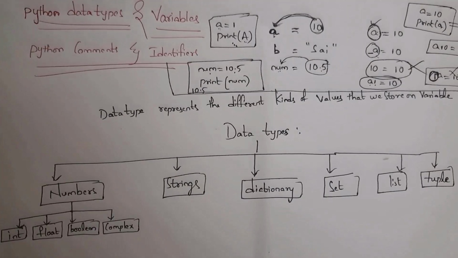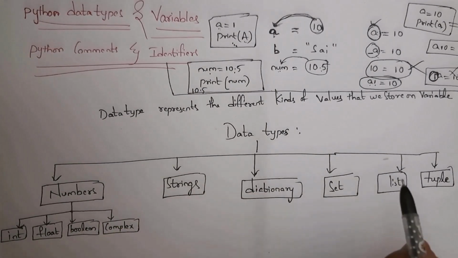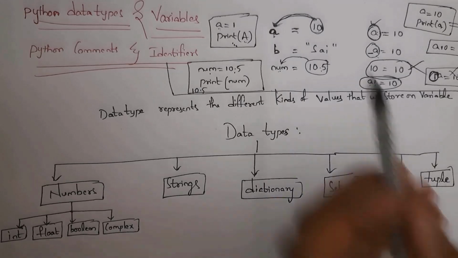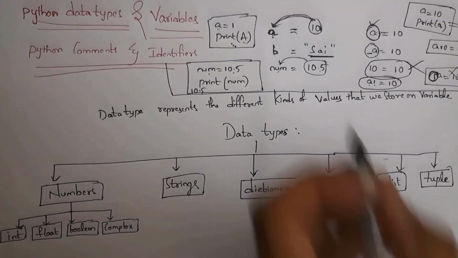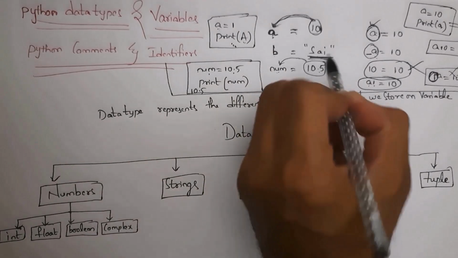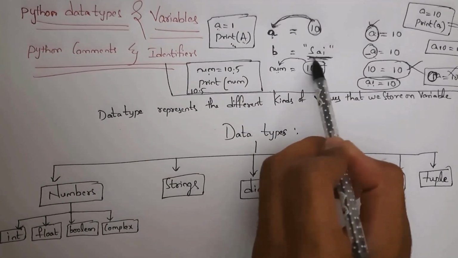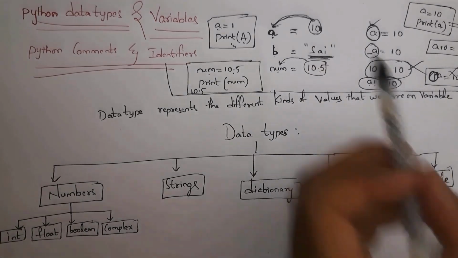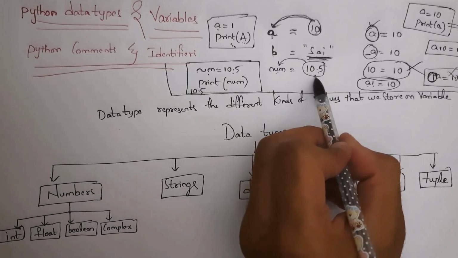Next I will explain data types in Python. Data type is used to represent different kinds of values that a variable stores. For example, here I written b equal to Sai. This Sai is string data type. This variable b contains string data type. So data types are used to represent different kinds of values that a variable stores. Now this value is a string value, whereas this value is an integer value, and this value is a float value.